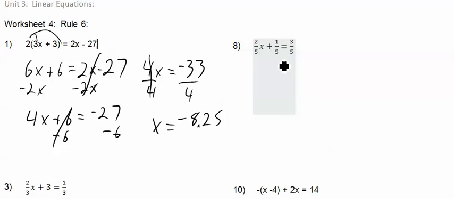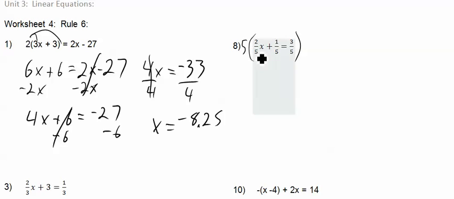Alright, so now here, if we've got a problem with fractions, we could just subtract 1/5 from both sides and do all of that. But there's an easier way to do this. If we multiply everything times 5, this is going to get rid of the fraction in the bottom.